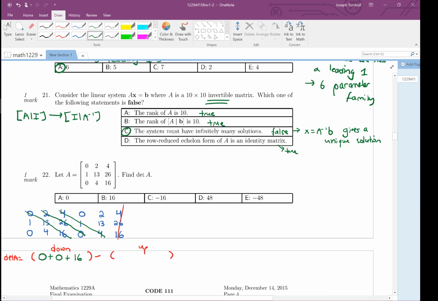Now your up products, we have 0 times 13 times 4, which is 0, 4 times 26 times 0, which is 0, thank goodness for those zeros, and then 16 times 1 times 2 plus 32. And then we can simplify this. We have 16 minus 32, which is negative 16. Option C.